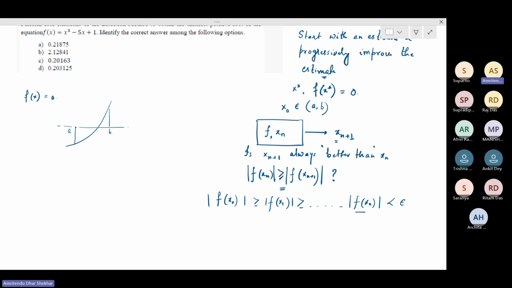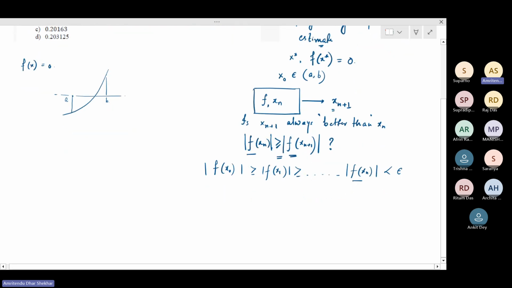But the question is whether, between any two progressive numbers xn and xn plus 1, xn plus 1 is a better estimate. That depends upon the algorithm. There are some numerical methods for which this monotonicity property would be followed, and there may be some for which it is not followed. However, what is important for a root finding system like this to actually work is basically this.